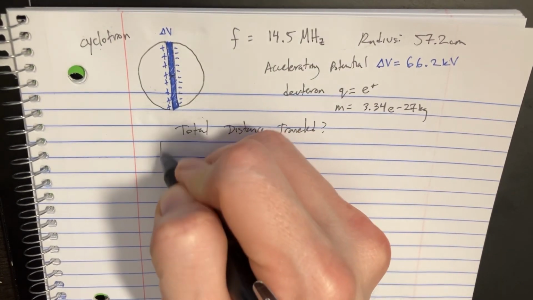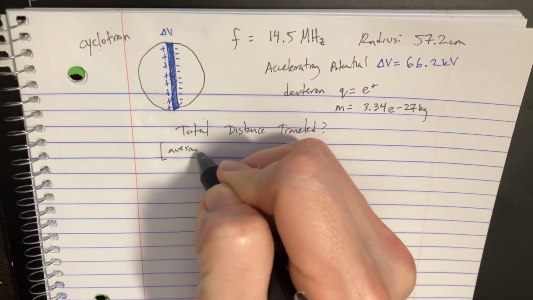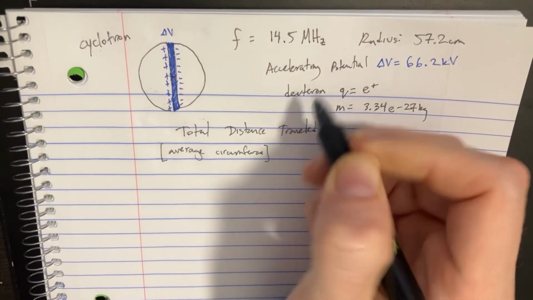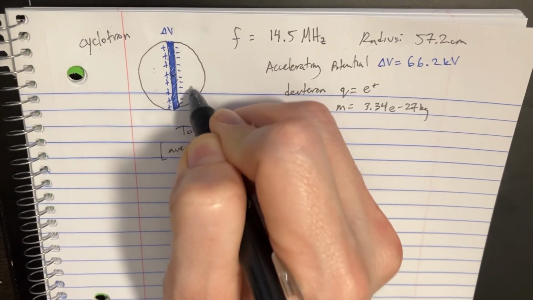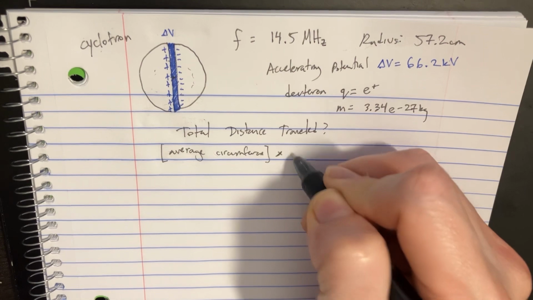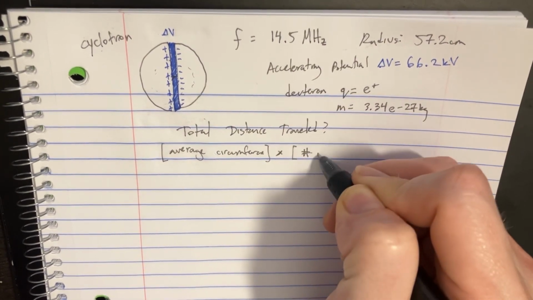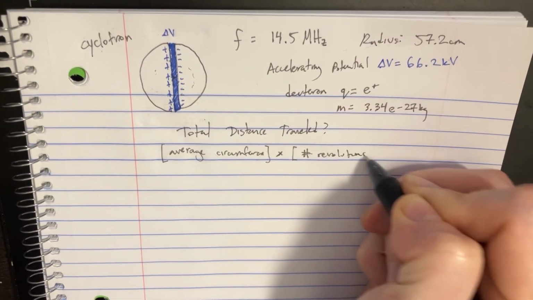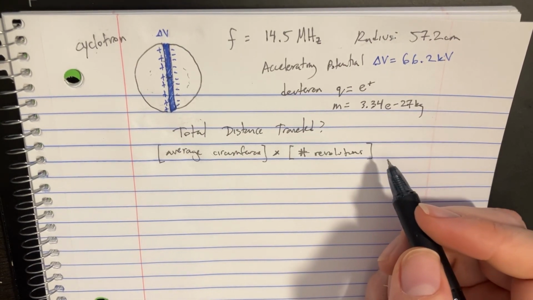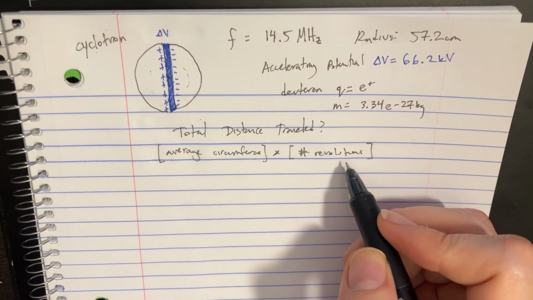So first, we're going to try to find what the average circumference is. That'd be somewhere in the middle over here, some kind of average circumference, the radius in the middle, and we're going to multiply that by the number of revolutions, and that's how we can get the total distance traveled. So let's start with the number of revolutions.